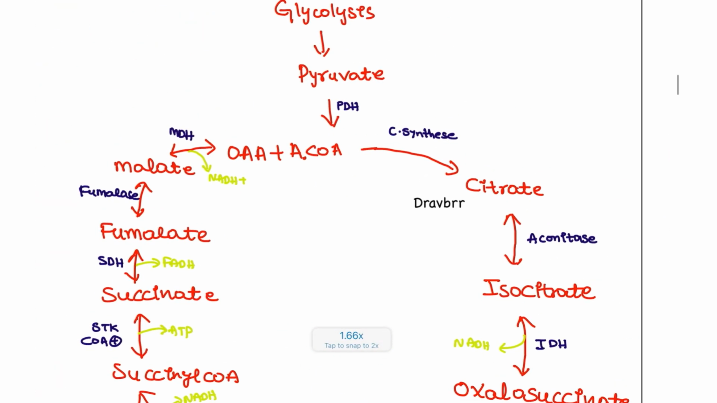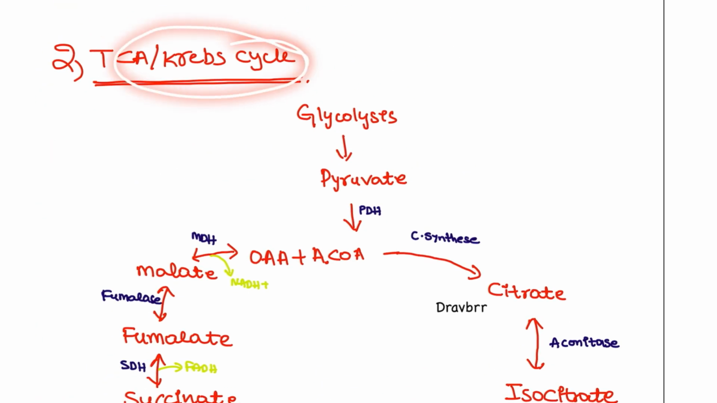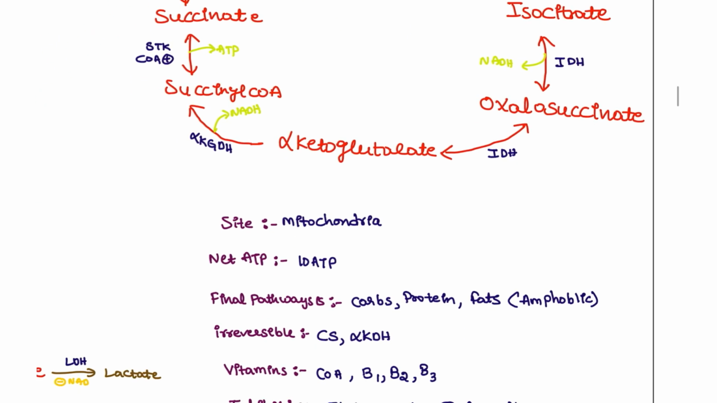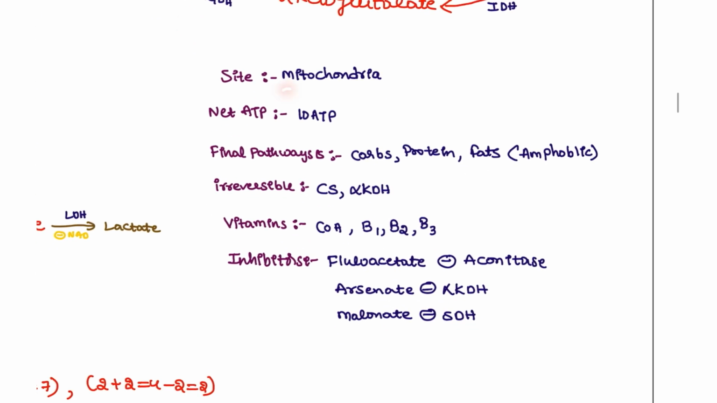Next, coming to the TCA cycle. In the TCA cycle, you don't have to remember the entire pathway, but know the important points. Where is the site? Mitochondria. How much net ATP? 10 ATP we are going to produce. And this is the amphibolic pathway. Why have we said that this is the amphibolic pathway?